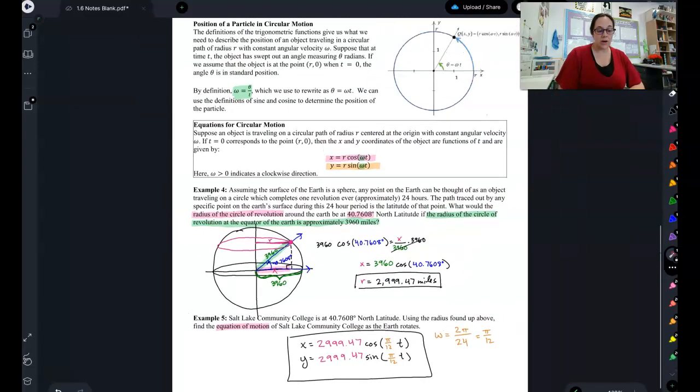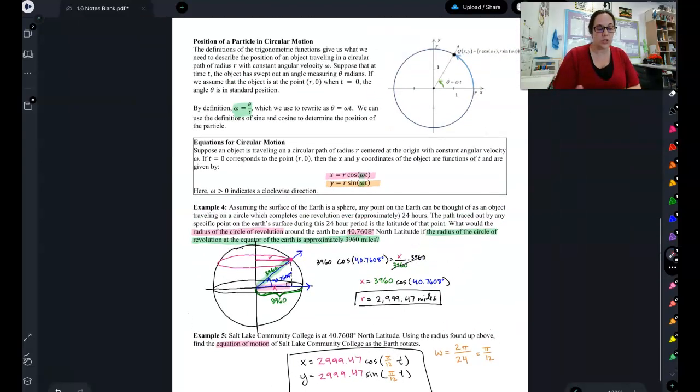So that is our very brief introduction to circular motion. We will talk about this more in lesson 2.3, but you are officially done with lesson 1.6. You can get started on your homework.